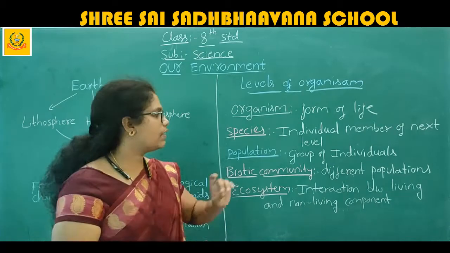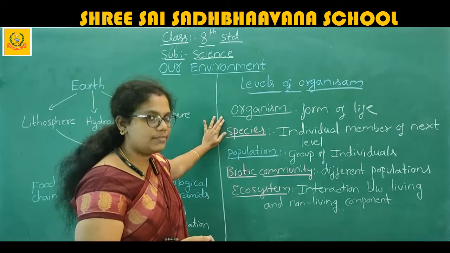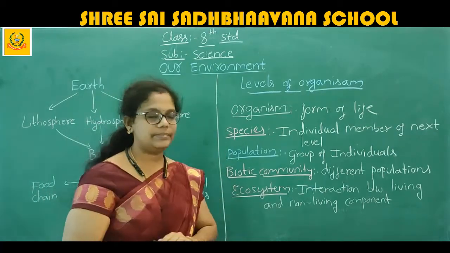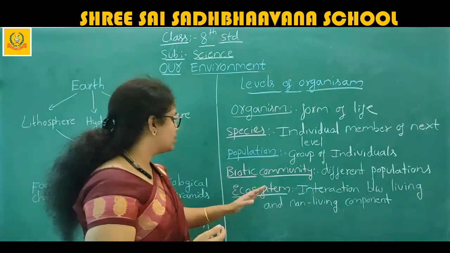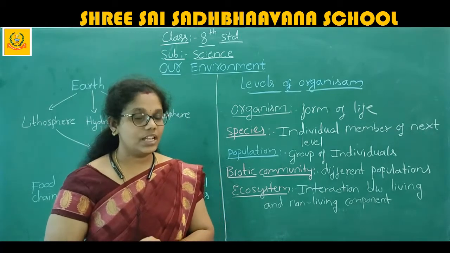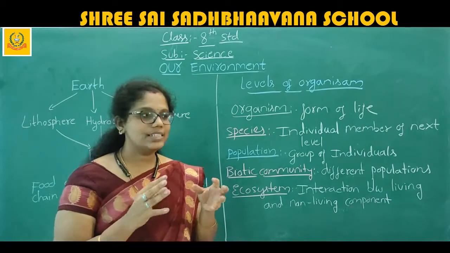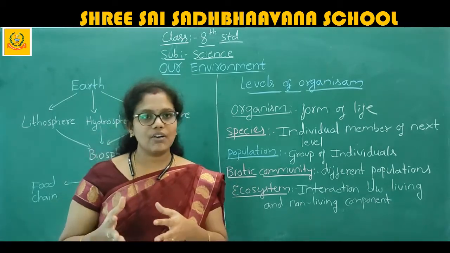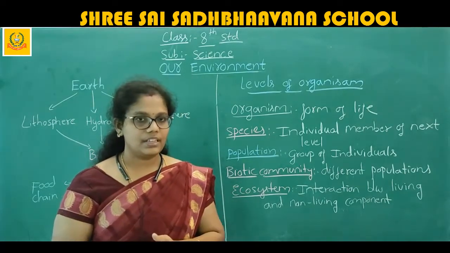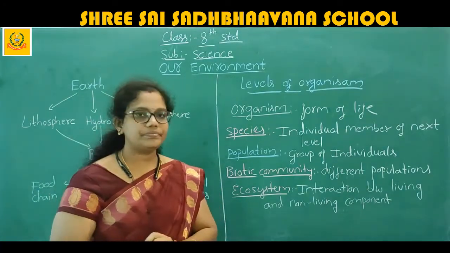What are these four levels of organism? First, you want to study the definition of organism. Next, species, population, biotic community. Now we are going to discuss the ecosystem. What exactly is the ecosystem? Ecology is different, ecosystem is different. Ecology is the study of the relationship between living organisms and the environment.